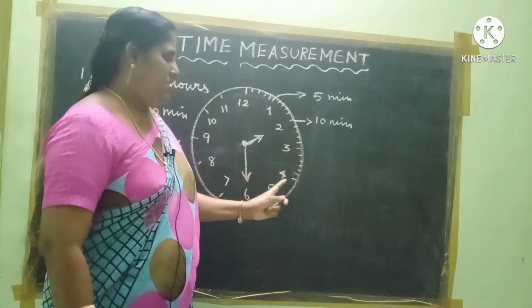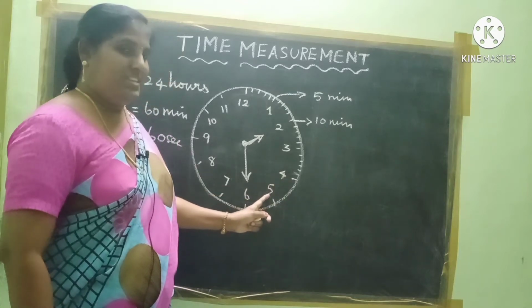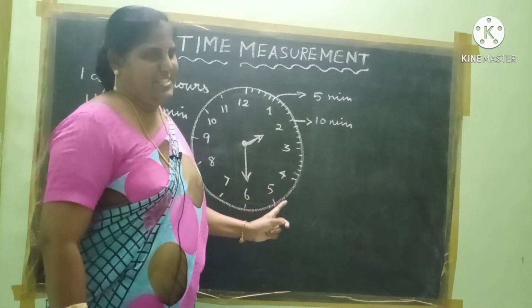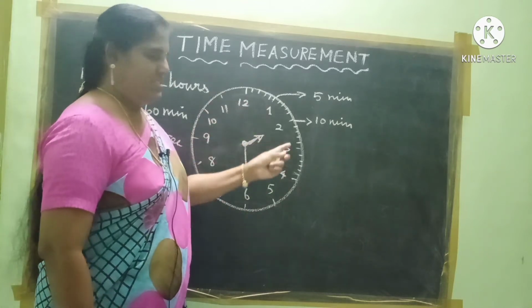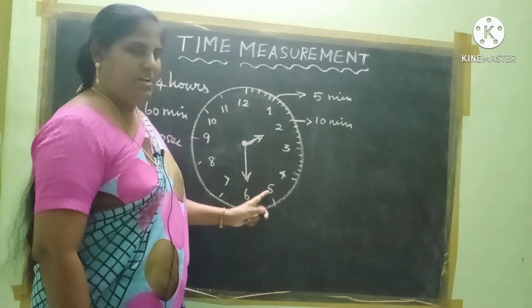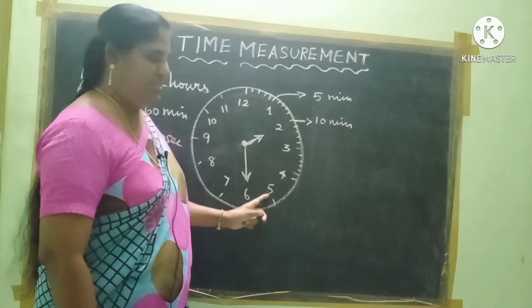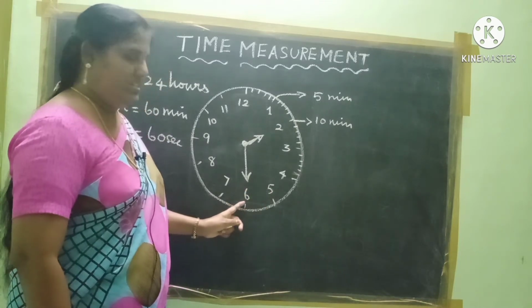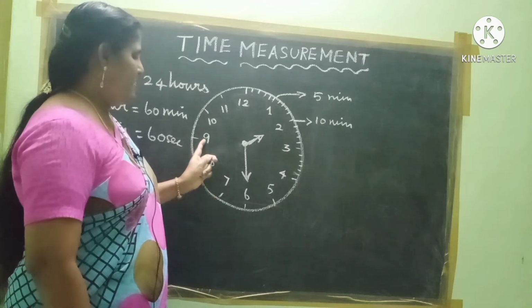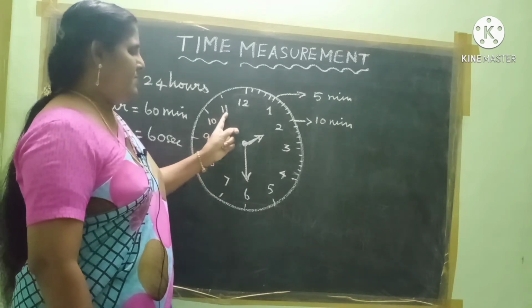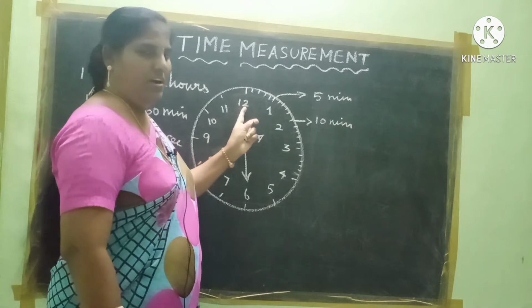And 3 shows 15 minutes, then 20 minutes, 25 minutes. That means it's the multiples of the 5 table, isn't it? If you know the table, we can easily tell the minutes. 5 5s are 25, so 25 minutes, and 6 shows 30 minutes, 7 shows 35, 40 minutes, 45, 50 minutes, 55 and 60 or 0.